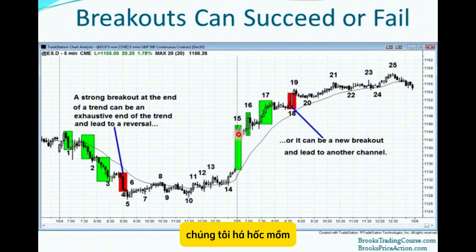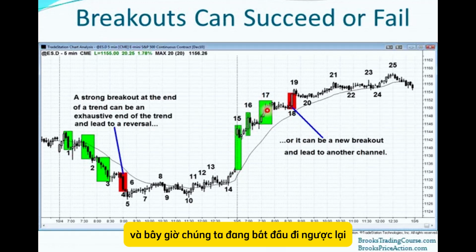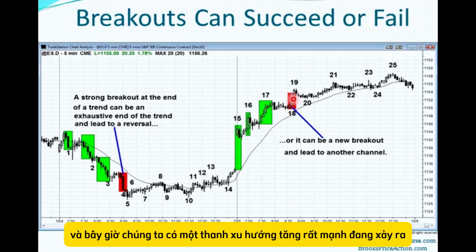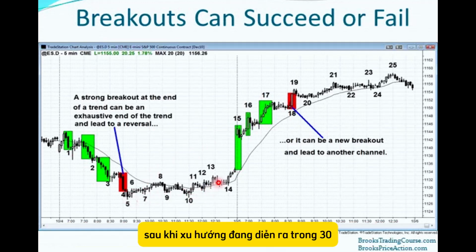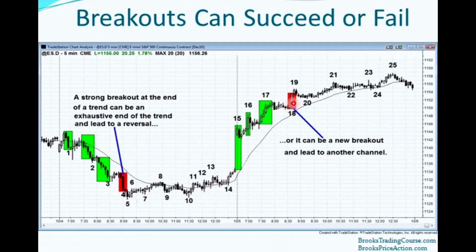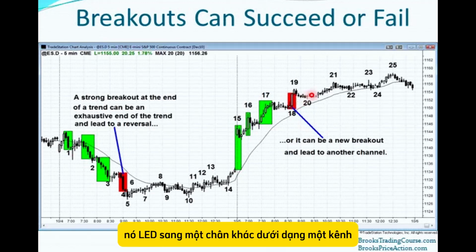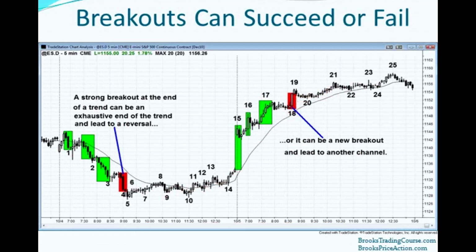We gapped up, and now we're starting to break out to the upside, and now we have a very strong bull trend bar occurring after the trend has gone on for 30 or 40, 50 bars. And in this case, it led to another leg up in the form of a channel. So we had a spike up and a channel. So a big bar late in a trend can be an exhaustive end of the trend, or it can lead to a new leg up.